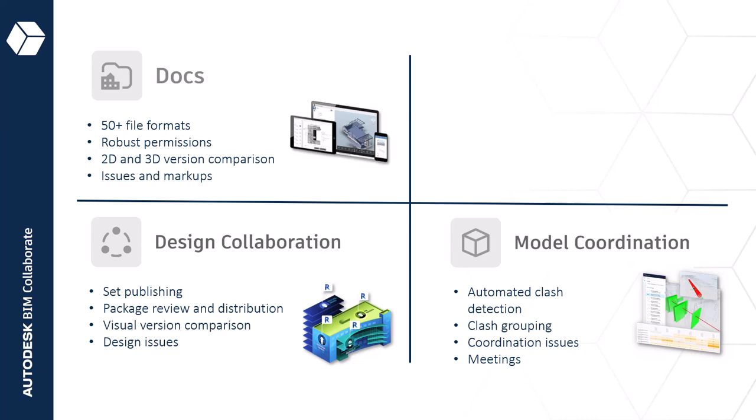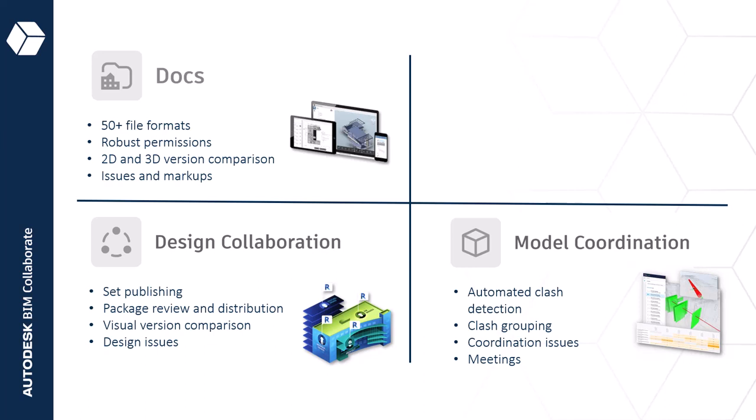If you get a new model from the structural engineer on Friday, did they just send the model because it was Friday and then had to update, or did they actually change something? And you can have a look at some of those design issues in there. Model coordination, automated clash detection, group those clashes into one. Manage your coordination issues and your coordination meetings, everything in one platform.